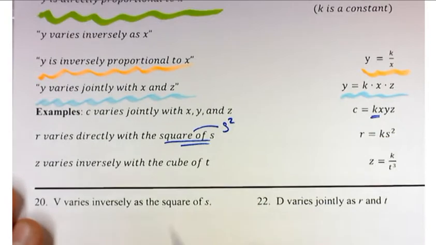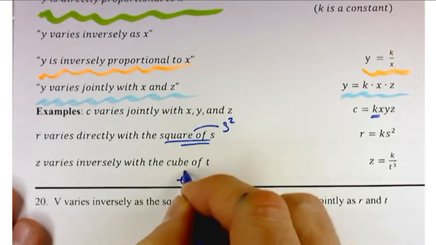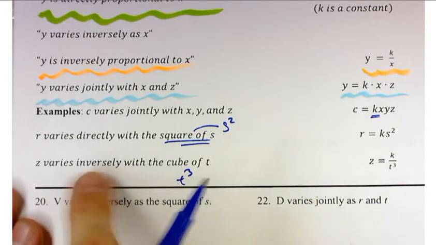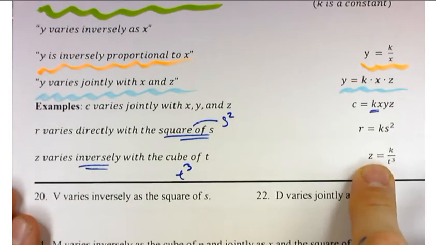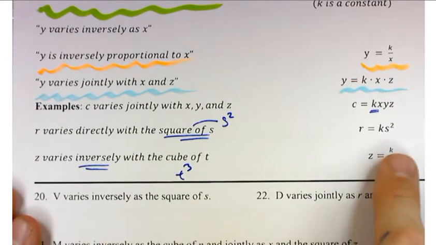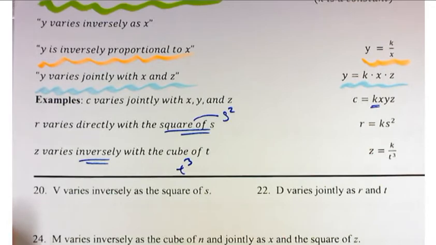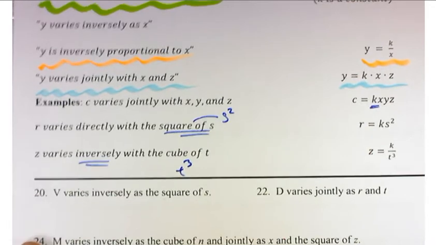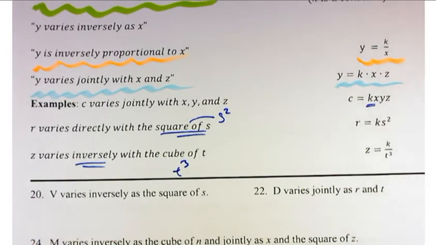Or if you have something that varies inversely with the cube of t, because it varies inversely, that puts that cube of t in the denominator. You'll have your k in the numerator. So those are a couple quick examples.